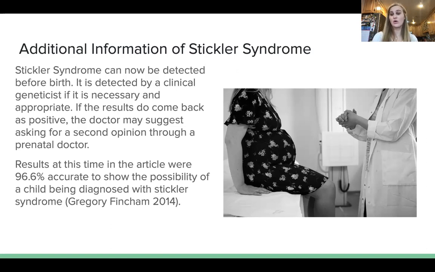I'm sure now, or maybe even as years go on, the accuracy is already a high percent chance, but it could go up to 100% in the future, which is awesome. And hopefully, technology and nurses are prepared and trained to find out other syndromes as well.